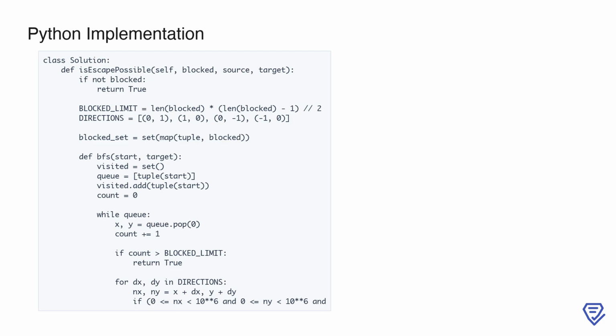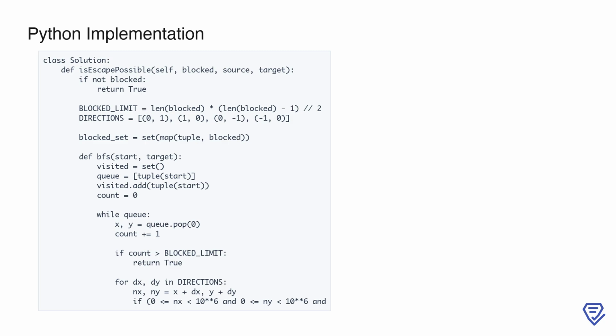Next, we calculate a critical value called blocked_limit. This represents the maximum number of nodes we need to explore to confirm that our path is not constrained by the blocked cells. It's derived from the formula for combinations, considering the number of blocked cells. We then define the potential directions for movement up, right, down, and left using coordinate offsets. To efficiently check if a cell is blocked, we convert the blocked list into a set called blocked_set, as set lookups are faster than list lookups.